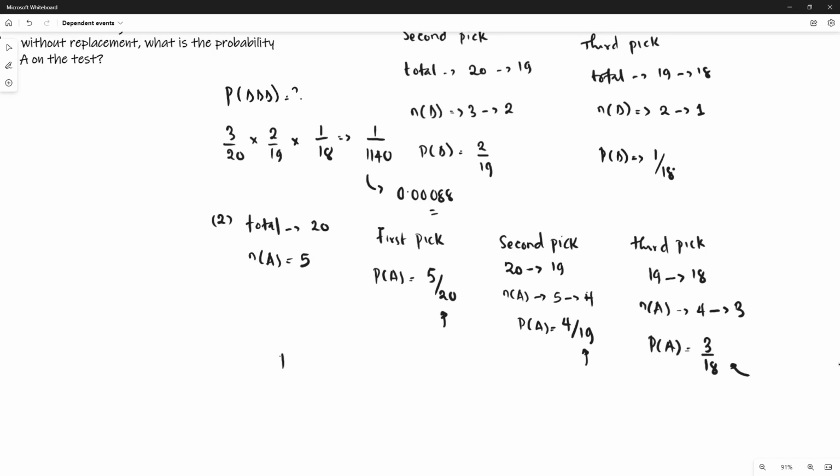So the probability of getting 3 A students is equal to 5 divided by 20 times 4 divided by 19 times 3 divided by 18. When we use our calculator to do the math, we have our answer to be equal to 1 divided by 114. When we convert this answer to decimal, we have approximately 0.0088. So the probability of picking 3 A students is equal to 0.0088.